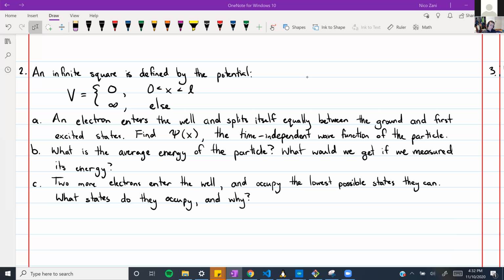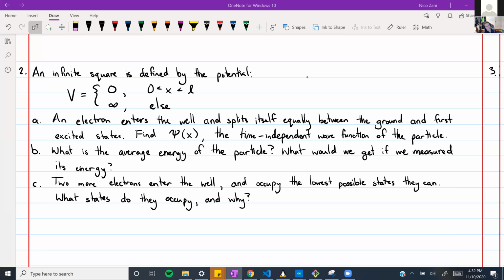Yeah, I think I read the textbook. I mean, I think in class we didn't even talk about electrons splitting themselves between two states. But even then, I read the textbook and I remember it saying that you can only split it between two states if you use the time dependent one, not the time independent one.